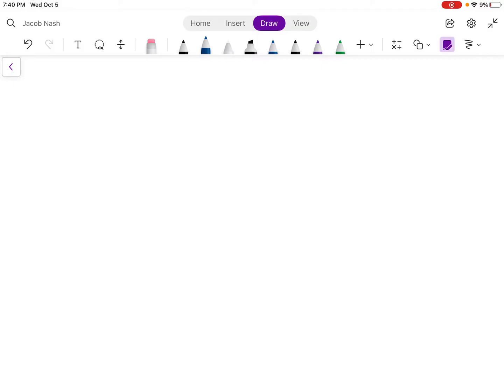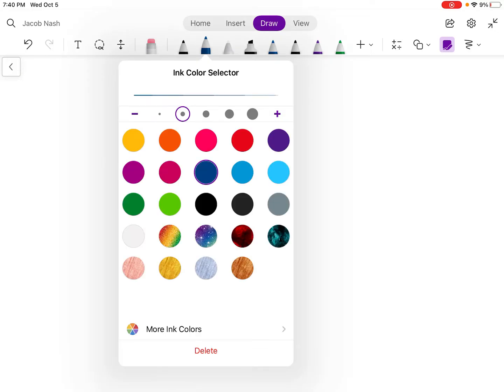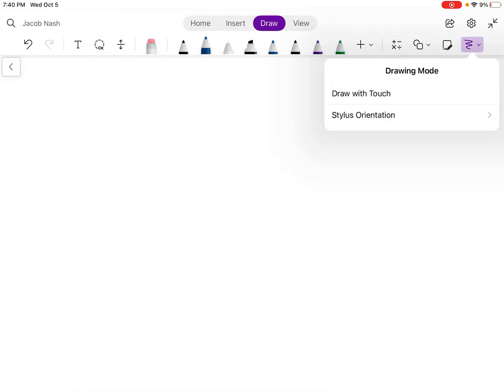But anyways, the first thing that we're going to talk about... Okay, already I can't draw. Come on. Shouldn't this thing make you be able to draw? Draw with touch, okay.